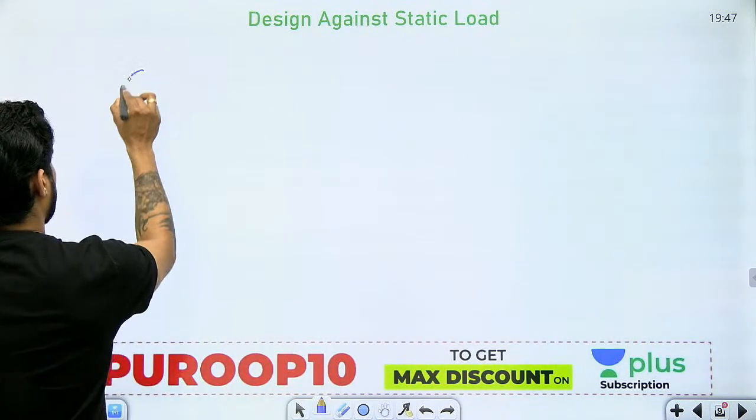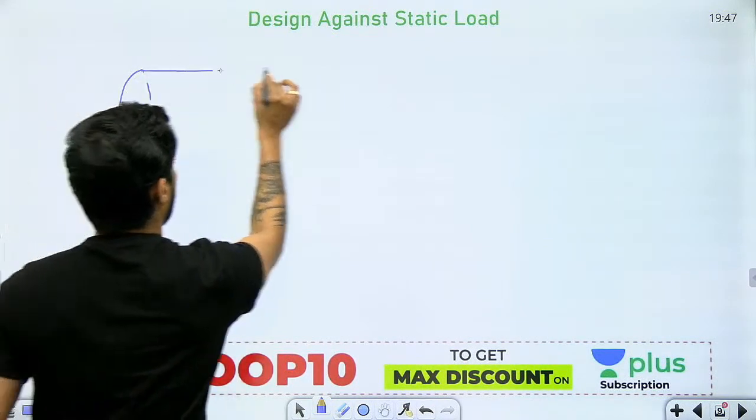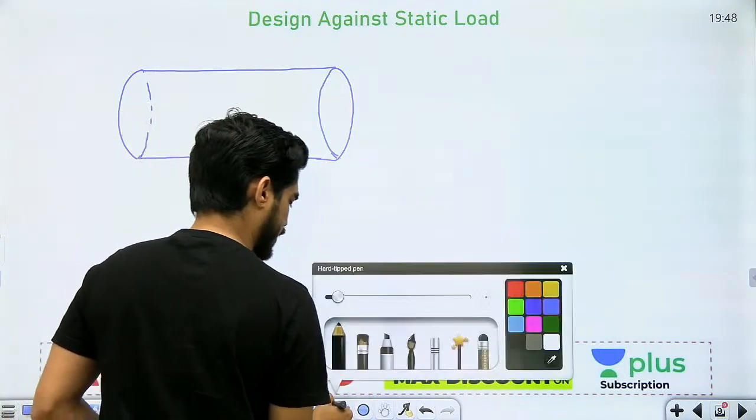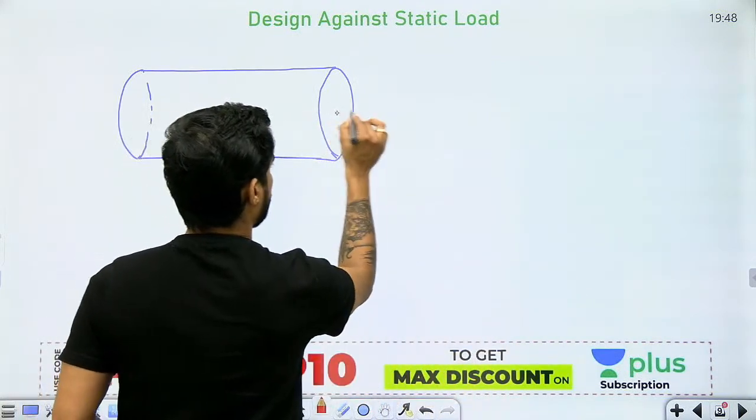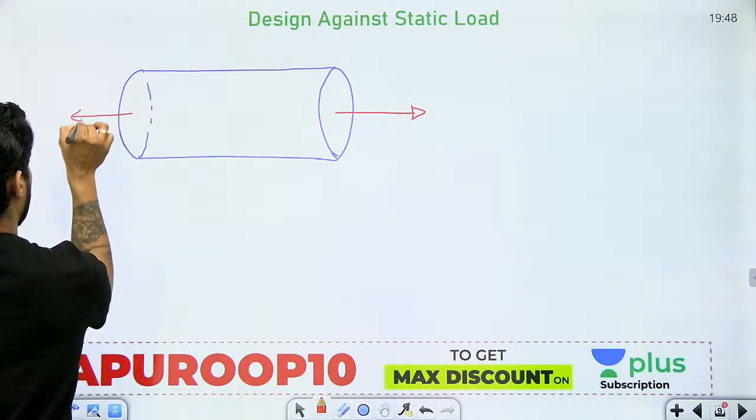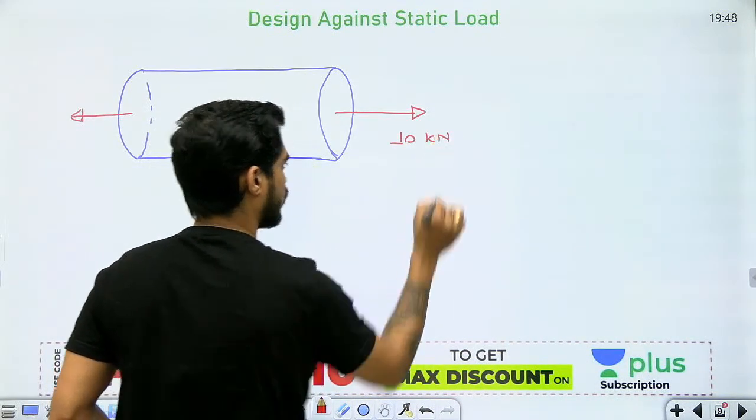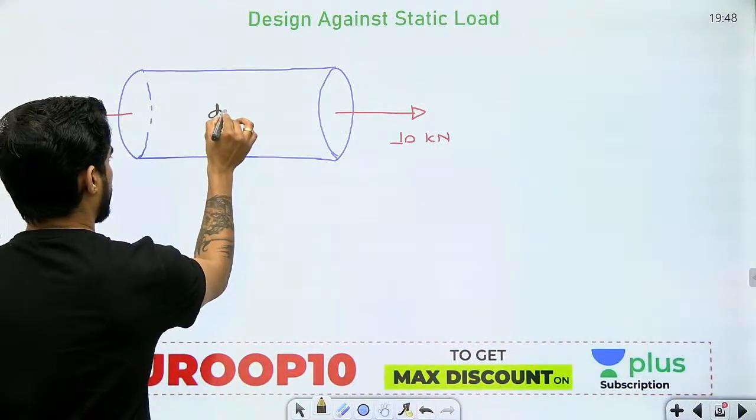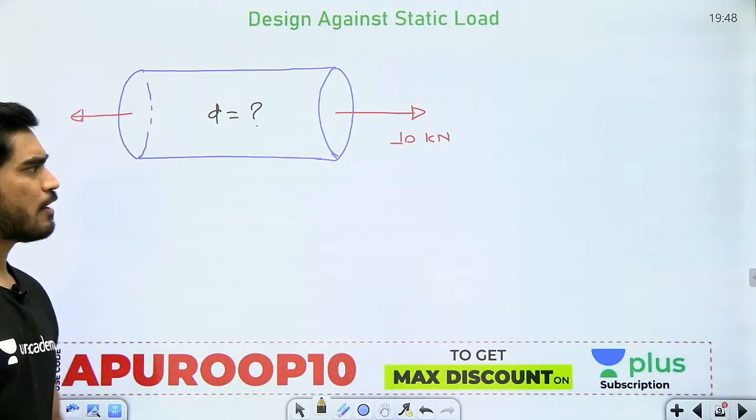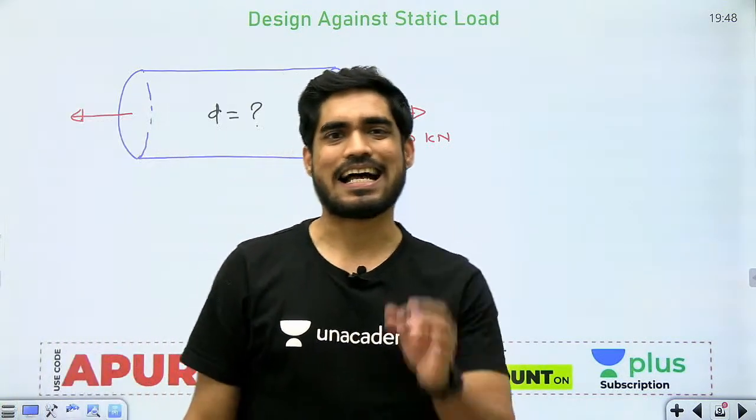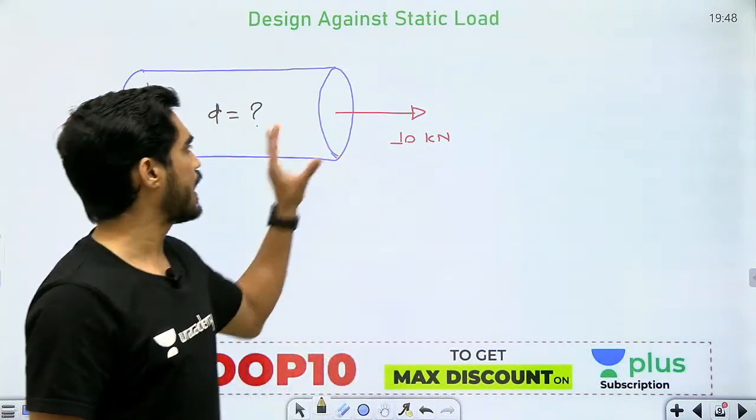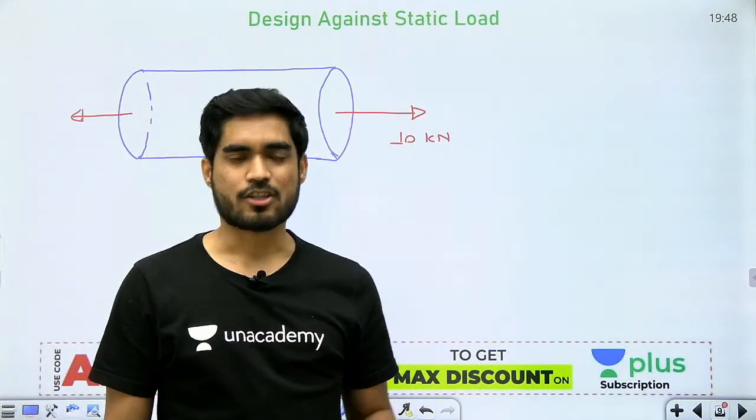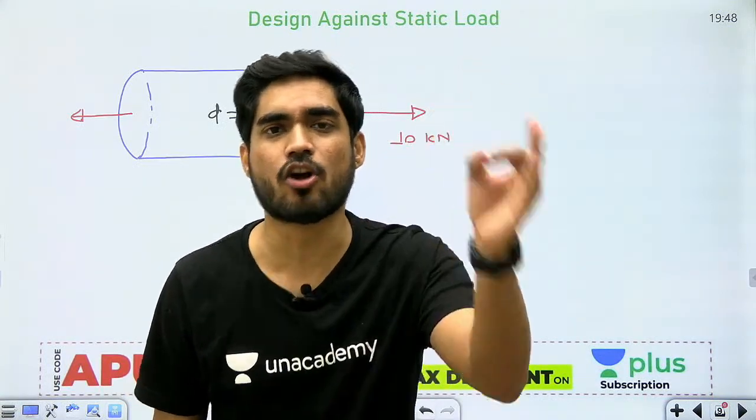Let's say we have a cylindrical body. Let's say we have a bar which is subjected to an axial load of, let's say, 10 kilonewton. And I want you to calculate the diameter of this bar. So beta, what you are going to do is find a suitable diameter of this bar so that it can sustain 10 kilonewton load without failure. That is known as design against static load.